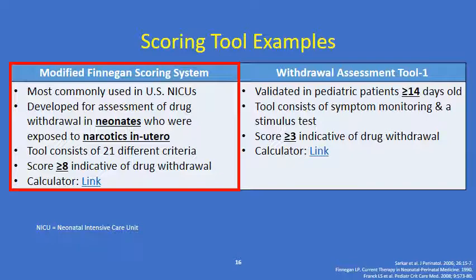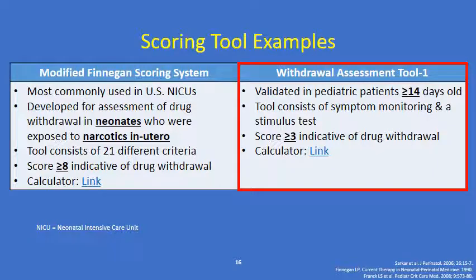And the tool consists of 21 different criteria that the nurse will assess. It's typically the nurse that's going to fill out this scoring tool and input the results into the patient's EMR. And so once the score has been tallied up, a score greater than or equal to 8 is indicative of drug withdrawal. I have a link listed that if you want to click on it, you can see the different criteria that are included, but there's also some additional helpful information.